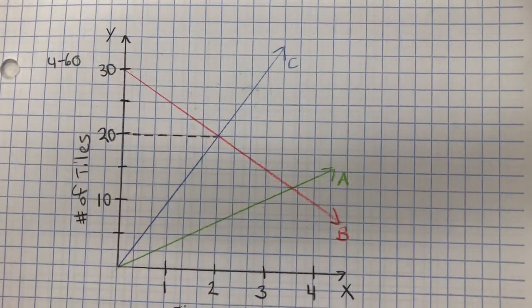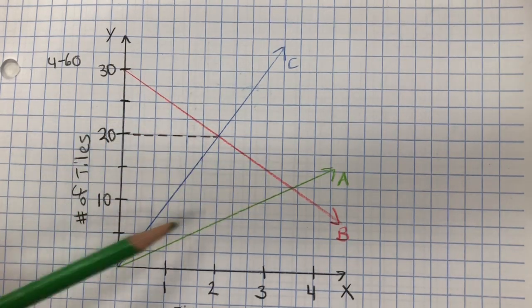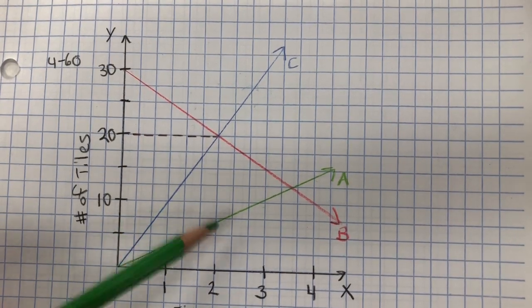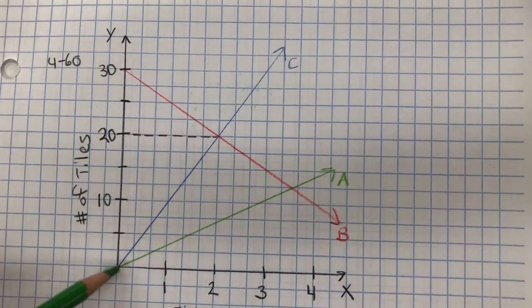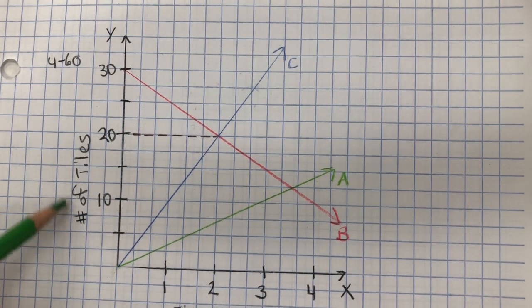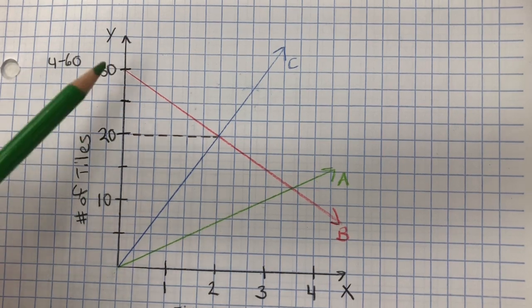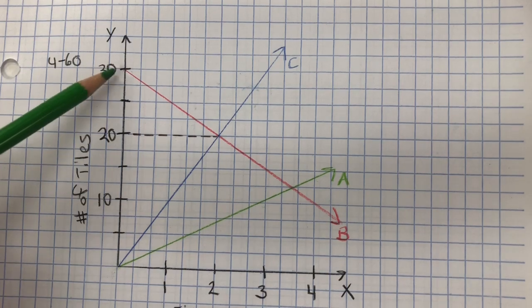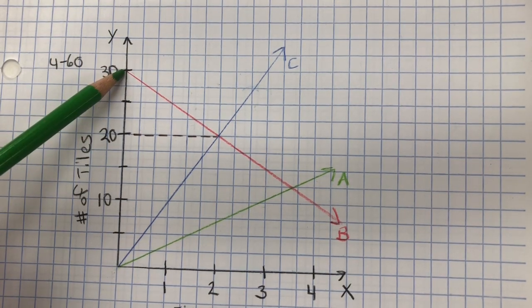In problem 460, you need to examine the graph which displays 3 patterns. Part A asks you, what do you know about figure 0 for each of the 3 patterns? The 3 patterns are A, B, and C. For figure 0, you can see that pattern A and pattern C both start with 0 tiles. For pattern B, in figure 0, you can see that it starts with 30 tiles.